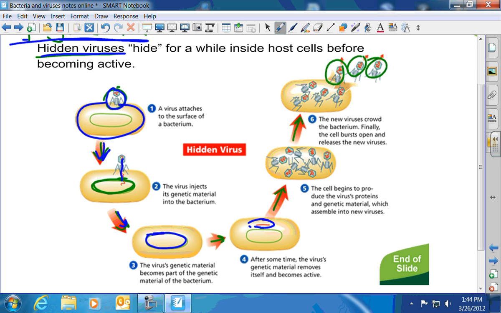And it starts producing more little bacteriophages. And then it lyses, which means it bursts open and releases the new viruses, which are these little bacteriophages. They will either go back and become a hidden virus again, or they'll become active and go and infect all the cells through the lytic cycle.